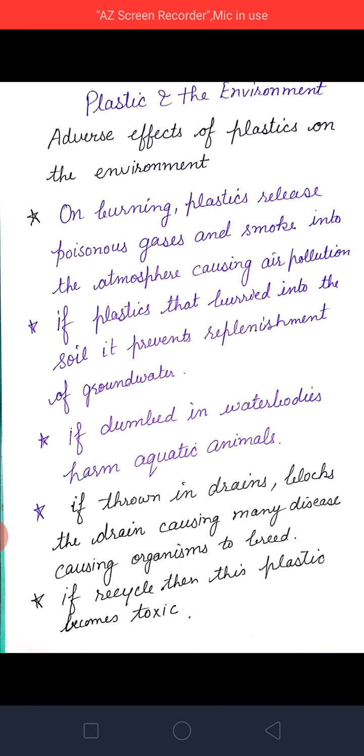If the drains are blocked, then many mosquitoes and germs breed, and that will lead to many infectious diseases. And recycling of plastic also has limited benefit. If we use this recycled plastic, then what will happen? That plastic is not of good quality. If we store any food item in that recycled plastic, then it will lead to poisonous substances. It will make that food toxic. In this way, by eating that toxic food, we will become ill.